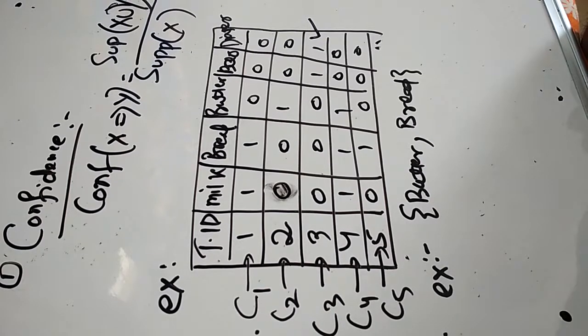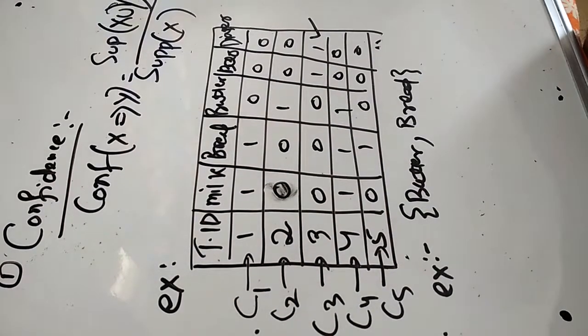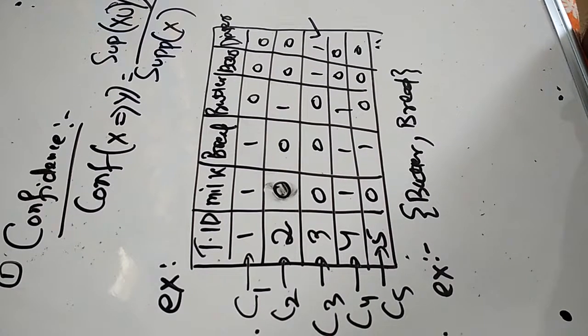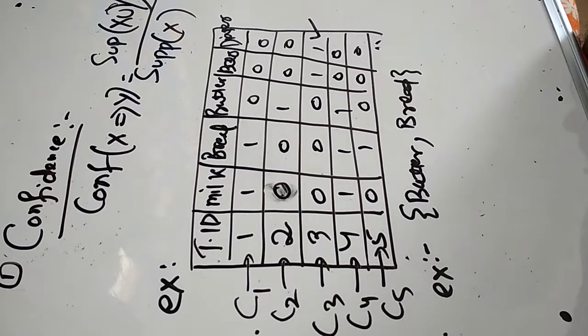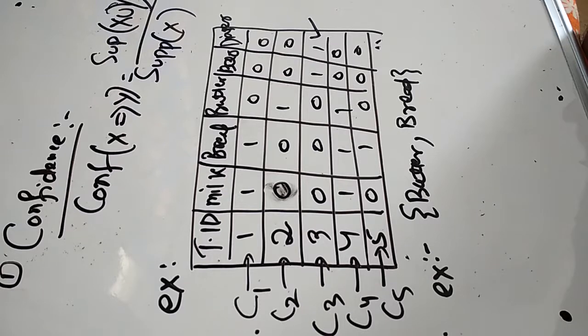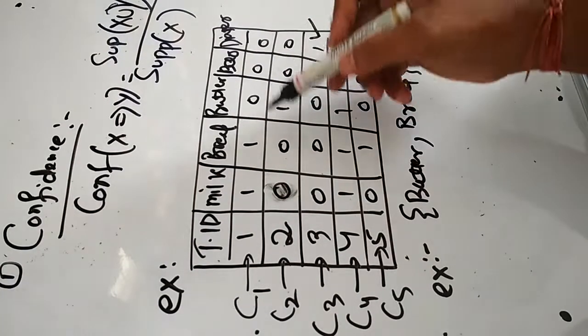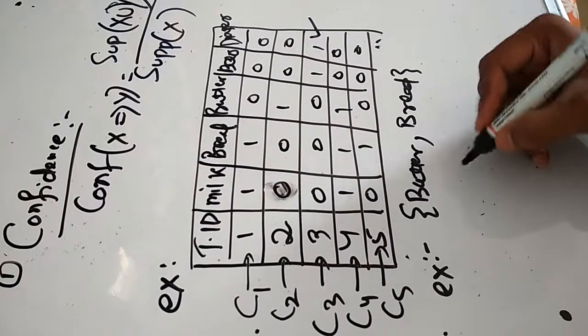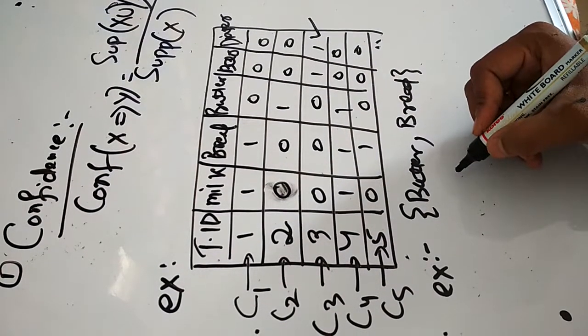So what is the confidence of X and Y? So I have to find X union Y. So X union Y means what? Can you say? What is X union Y? Suppose I have given butter and bread. So if I am taking butter, means I am taking bread also. So what is the support of X union Y? So X union Y, we can see that bread and butter. So here we are getting 1, 1. So we will take the support as 1 by 5.